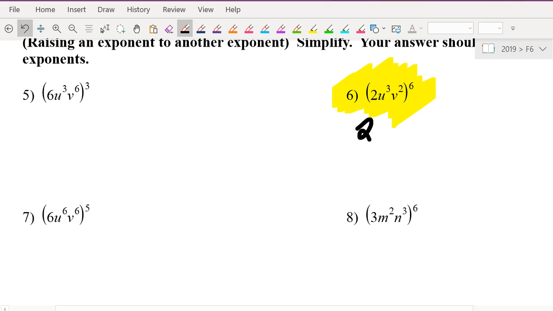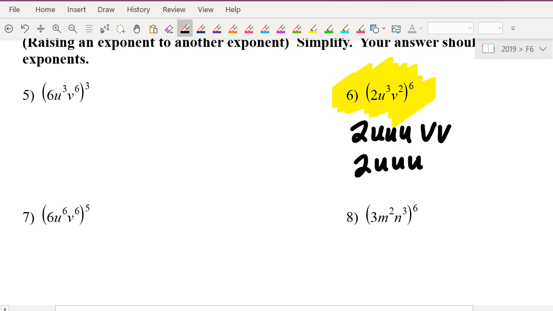Let's expand this. How are we gonna expand it? So you get 2 u, 3 times. Yeah, u 3 times. Good. 1, 2, 3, and then v 2 times. Right. Then you'd write that 6 times. Right. So we're gonna write that 6 times.